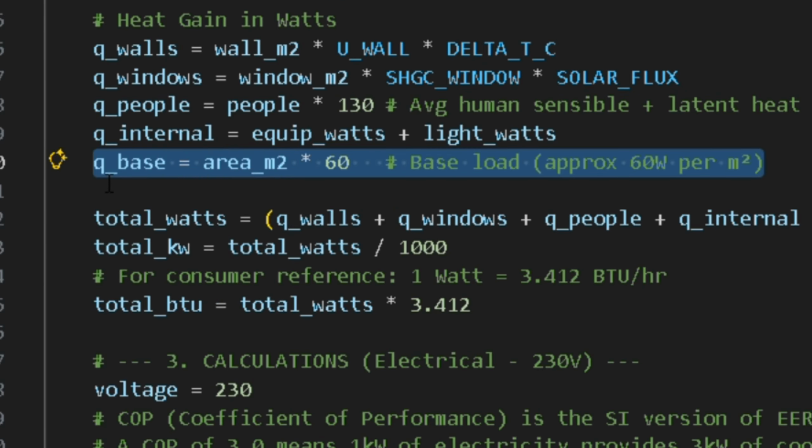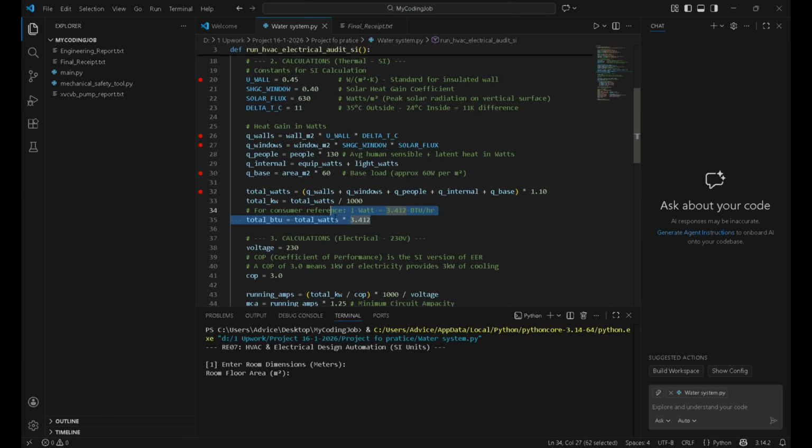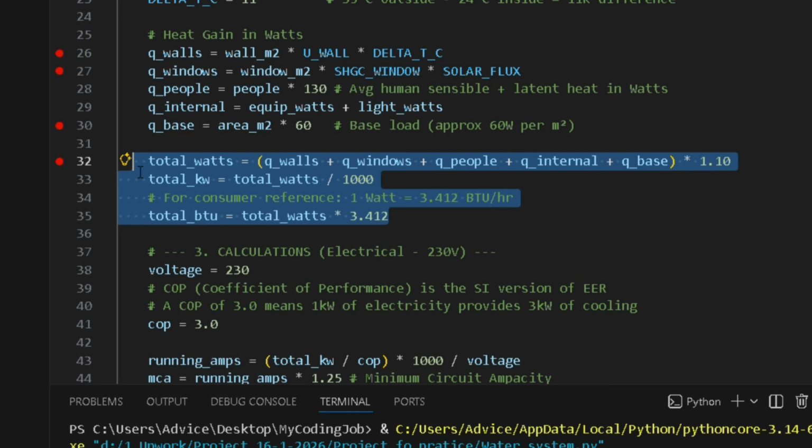Total cooling load. Total_watts = Q_walls + Q_windows + Q_people + Q_internal + Q_base, times 1.10. All heat gains are summed together. Then we multiply by 1.10, adding a 10% safety factor. Engineering design always includes a margin to handle uncertainties and real-world variations.